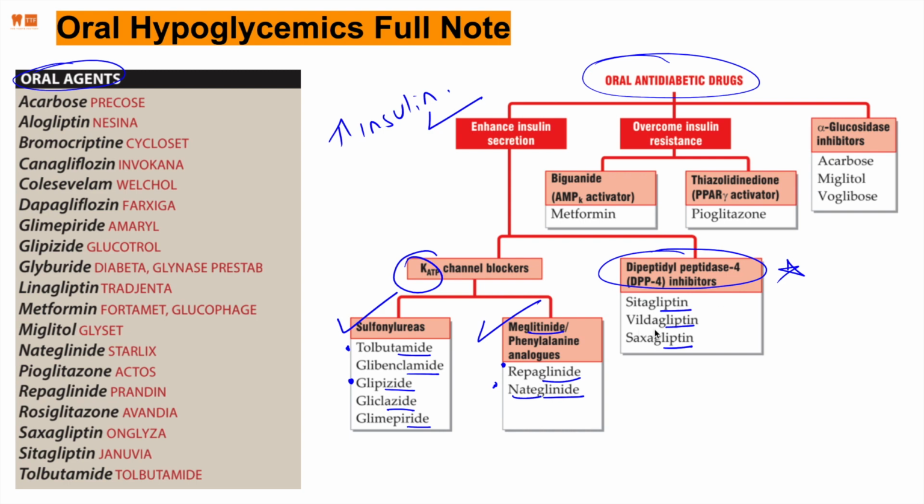Sitagliptin, vildagliptin, saxagliptin. Saxa is the most notorious of them all. So we'll talk about that. And then lastly, overcome insulin resistance.